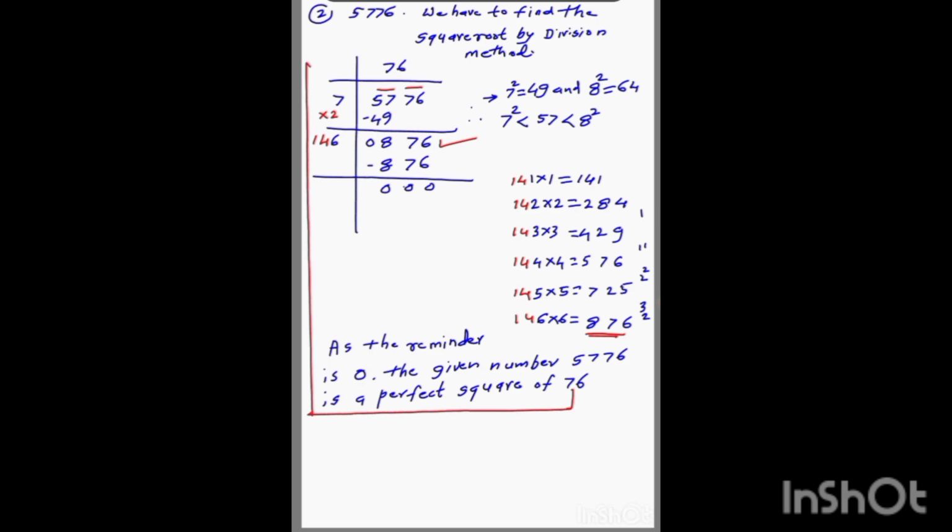Got it? This answer is 76. So that is the square root of this number. Or square that number and you will get this number. So the square root of 5776 is 76. Got it? Yes. Try one more.